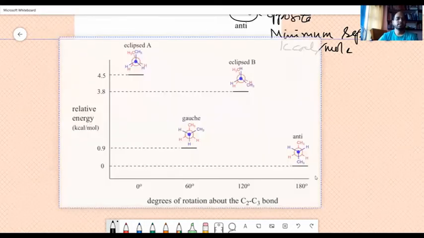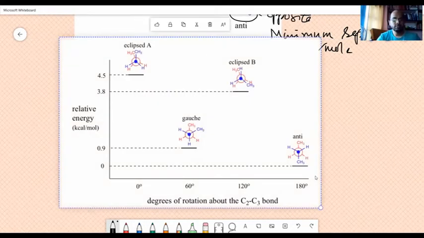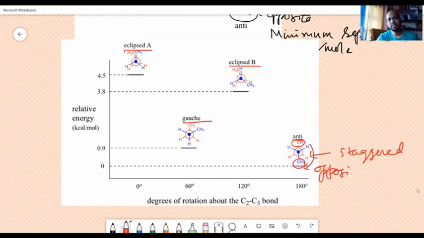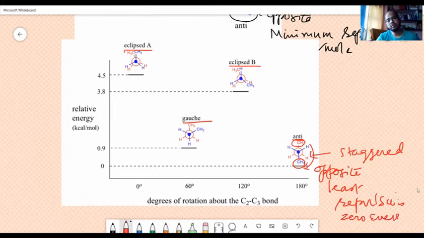So this is the graph that explains the different forms. You can see eclipsed A is there, eclipsed B is there, the gauche form is there, the anti form is there. The anti form is actually a staggered form. You call it anti because you have two CH3 groups in opposite directions. So it has least repulsion and zero energy. That zero energy is what you have here.